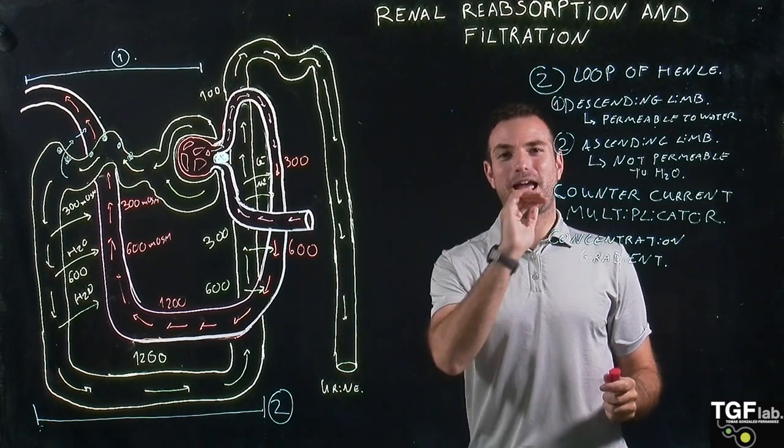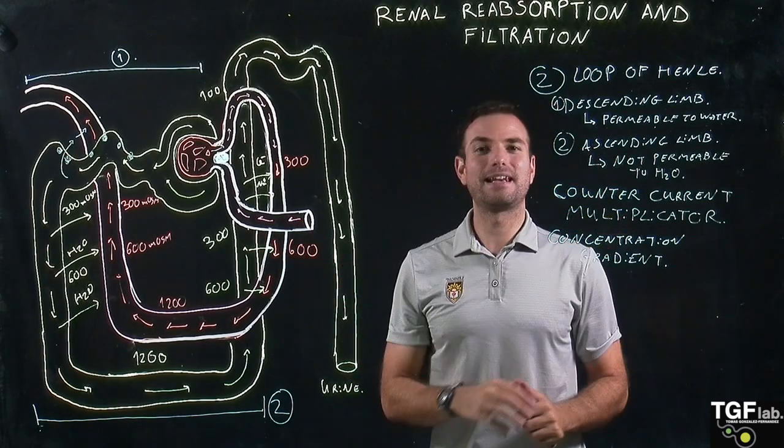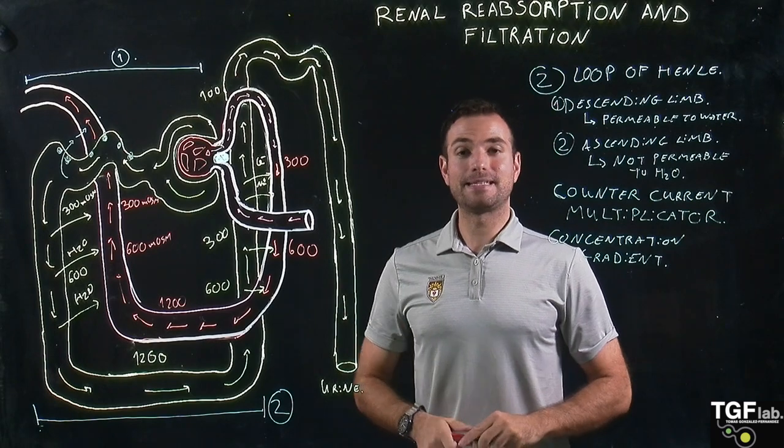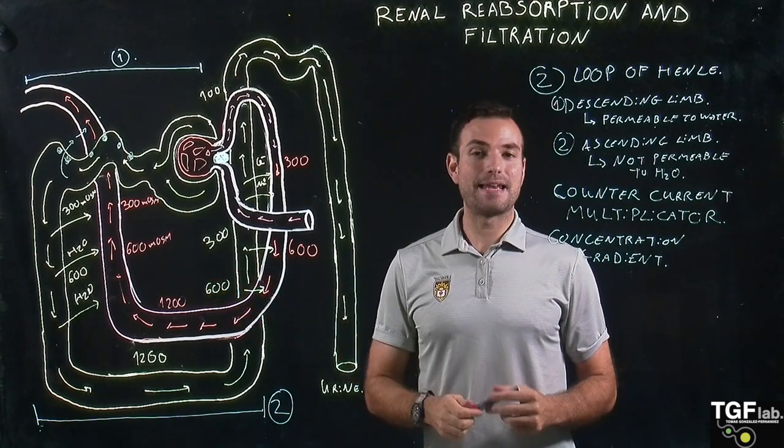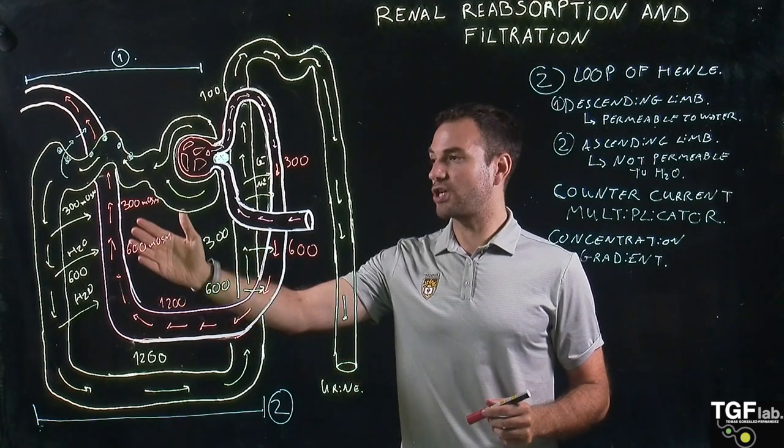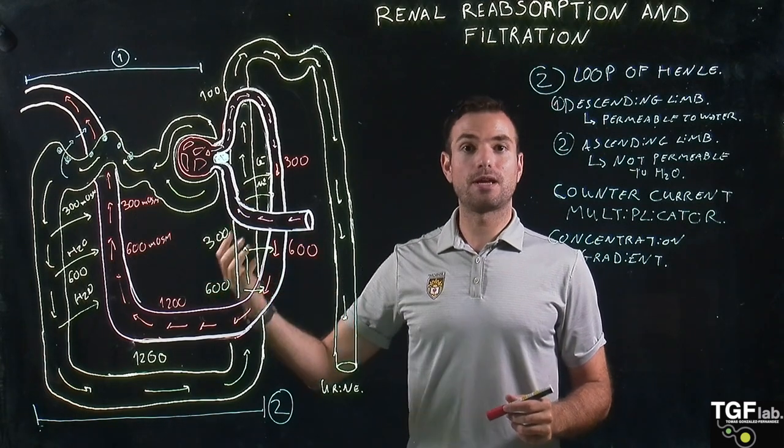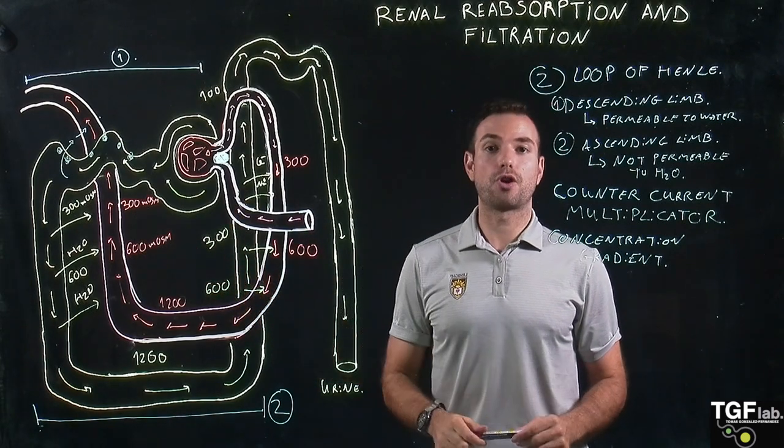Just remember that we have the ascending limb and the descending limb. They have different permeabilities, and these are going to create this concentration gradient, which is going to lead to the reabsorption and the filtration of water and solutes.